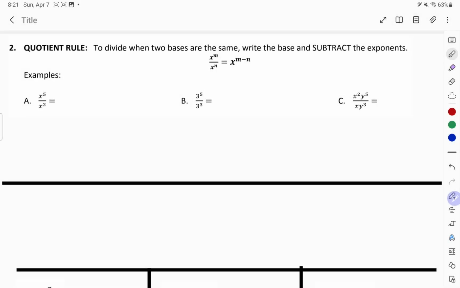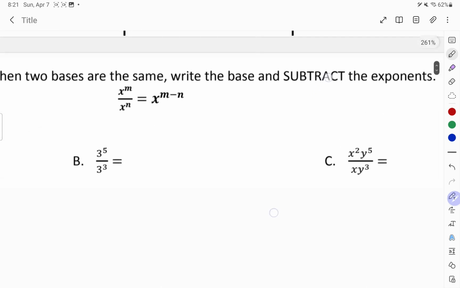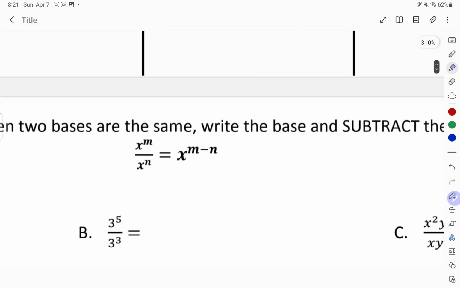Hello guys, so today we're going to go over the quotient rule, and this is a rule for exponents. I'm going to read what it says and explain it a little bit. It says, to divide when two bases are the same, write the base and subtract the exponents. Pretty straightforward, right? And this is exactly what they're referring to.